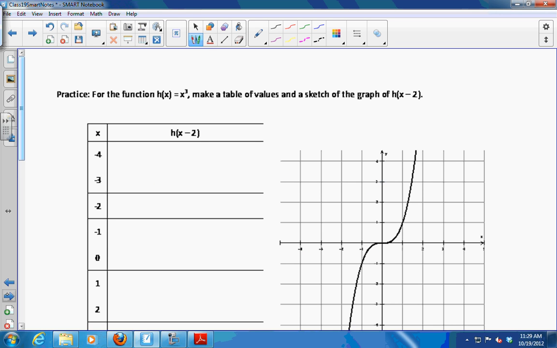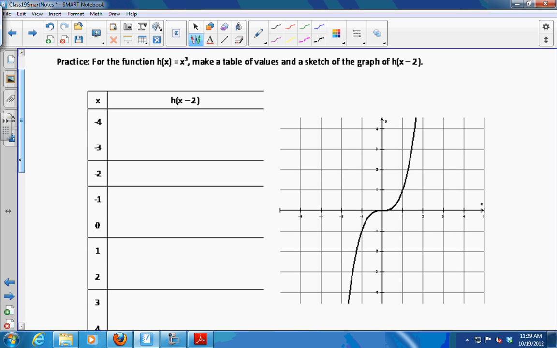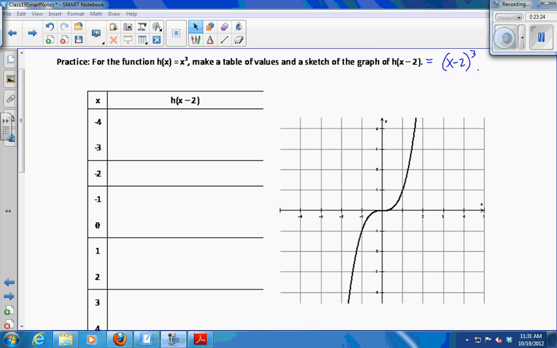So I want you to try. Here's a graph of x cubed. I want you to sketch a graph of h of x minus 2. That is x minus 2 cubed. Okay. I want you to sketch a graph of it. You can use the table if you want, but you don't have to. Okay, so what's the transformation? How would I transform x cubed into x minus 2 cubed? Move it to the right 2 units.